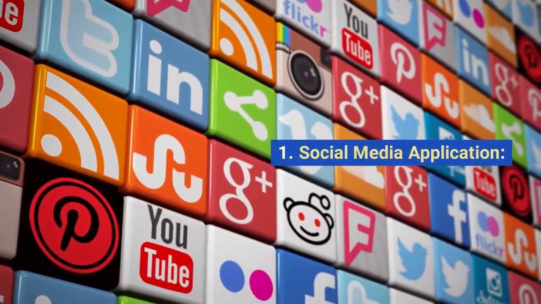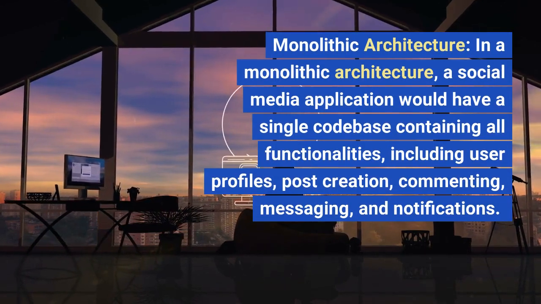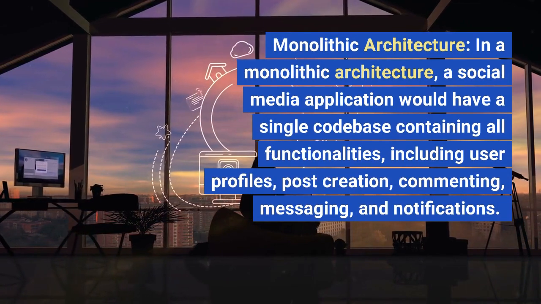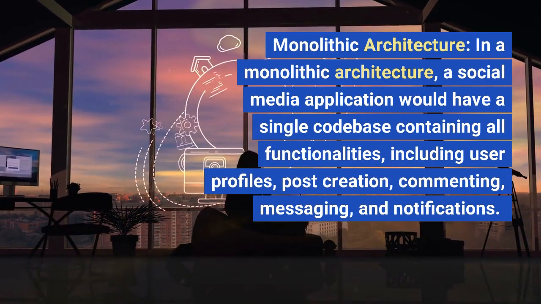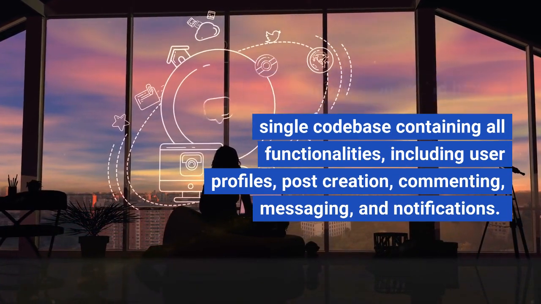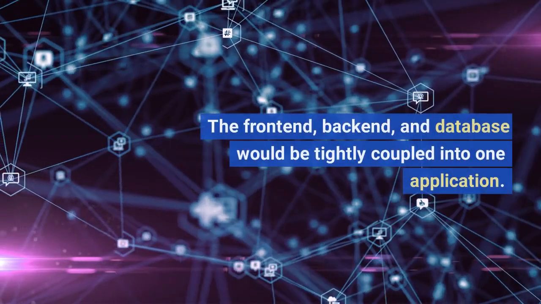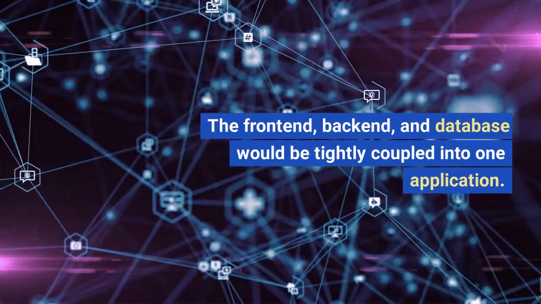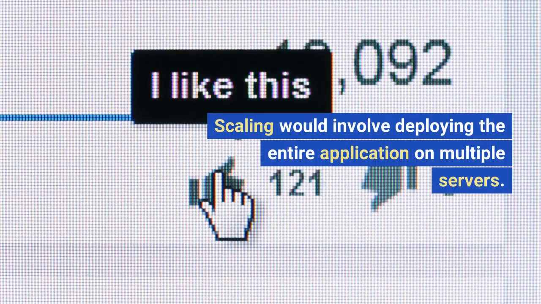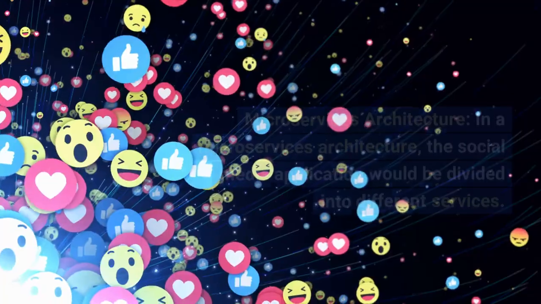2. Social media application. Monolithic architecture. In a monolithic architecture, a social media application would have a single codebase containing all functionalities, including user profiles, post creation, commenting, messaging, and notifications. The front-end, back-end, and database would be tightly coupled into one application. Scaling would involve deploying the entire application on multiple servers.